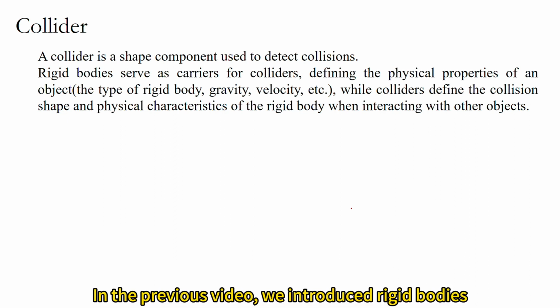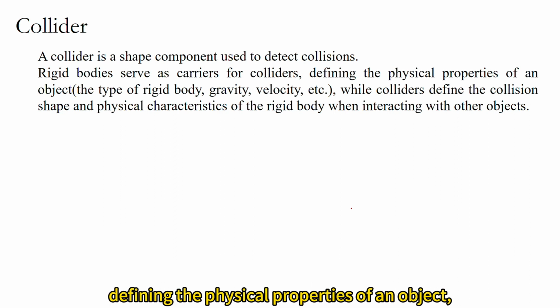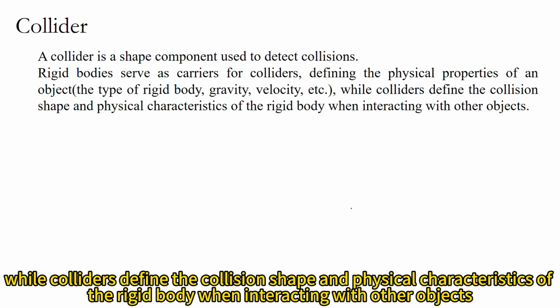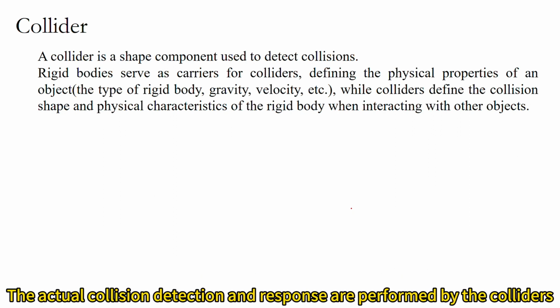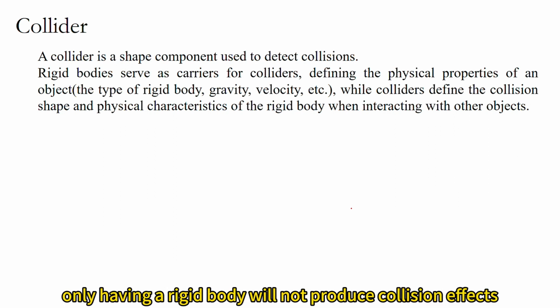In the previous video, we introduced rigid bodies. Rigid bodies serve as carriers for colliders, defining the physical properties of an object, while colliders define the collision shape and physical characteristics of the rigid body when interacting with other objects. The actual collision detection and response are performed by the colliders. Without a collider shape area, only having a rigid body will not produce collision effects.